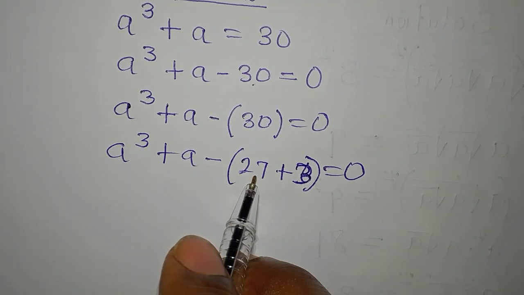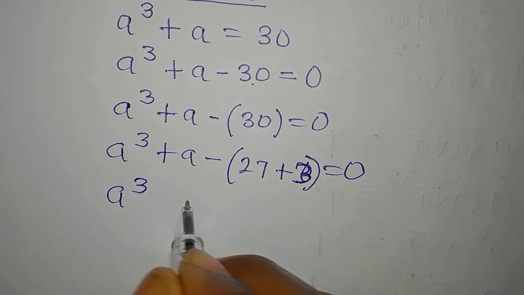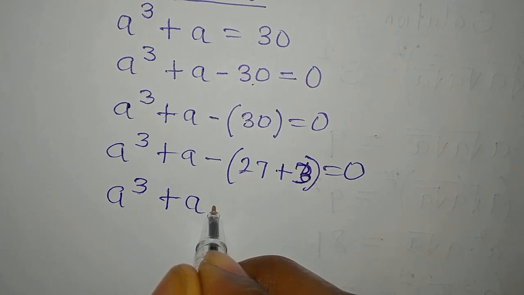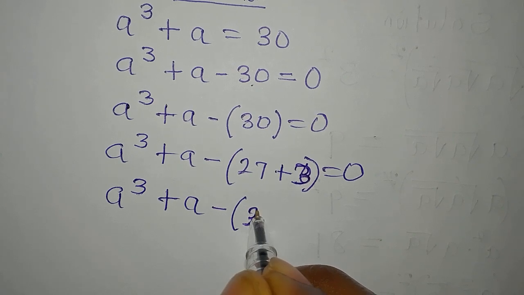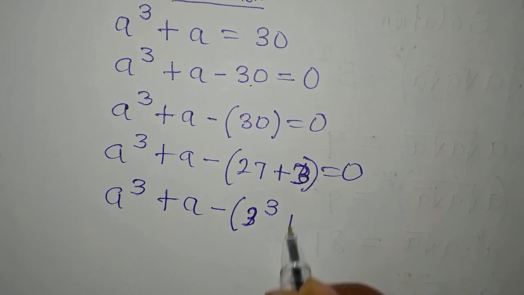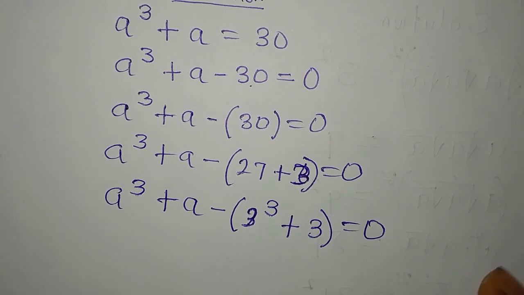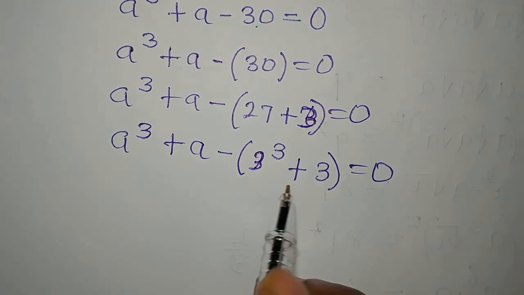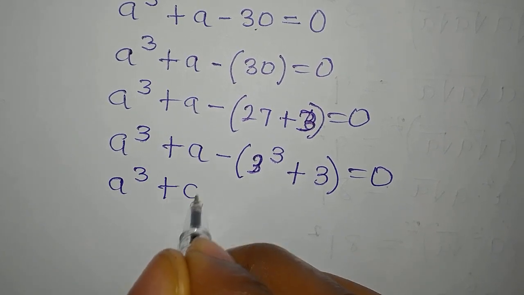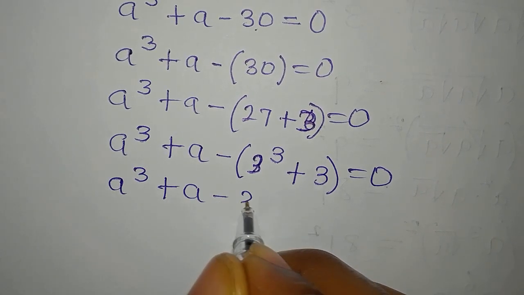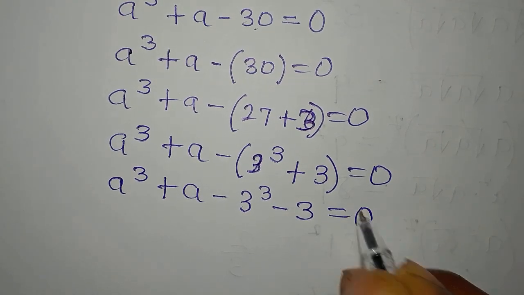Now, let's write 27 in index form. So A to the power of 3 plus A minus 27 is 3 to the power of 3. Then we have plus 3, then everything is equal to 0. What if I open this bracket? A to the power of 3 plus A minus 3 to the power of 3 minus 3 equals 0.